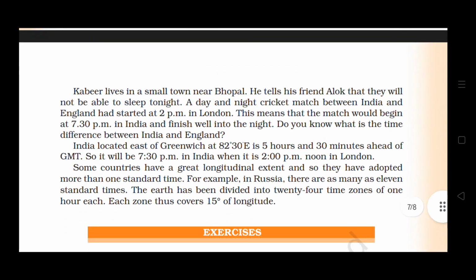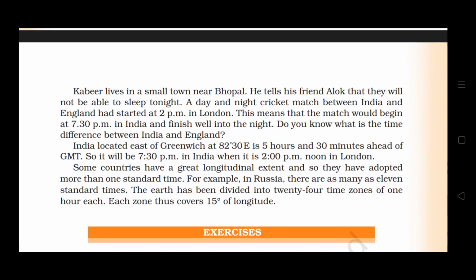Okay, so now let us try to understand more. In here, what they're saying is, Kabir lives in a small town near Bhopal. He tells his friend Alok that they will not be able to sleep tonight. A day and night cricket match between India and England has started at 2 p.m. in London. So this means that the match would begin at 7:30 p.m. in India and will finish into the night.